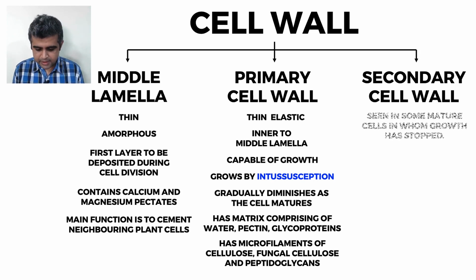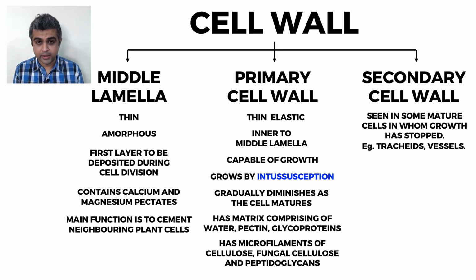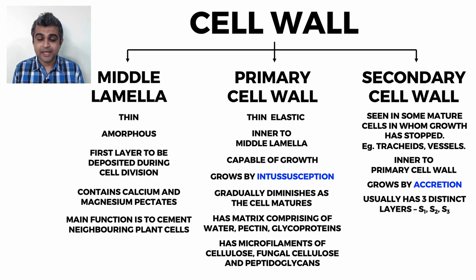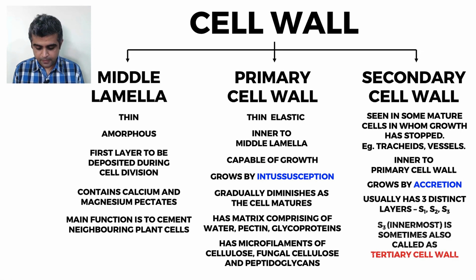The secondary cell wall is seen in some mature cells in whom growth has stopped. For example, tracheids, vessels, collenchyma. It is inner to the primary cell wall. It grows by accretion. Usually has three distinct layers, S1, S2, S3. The innermost layer is sometimes also called as the tertiary cell layer.